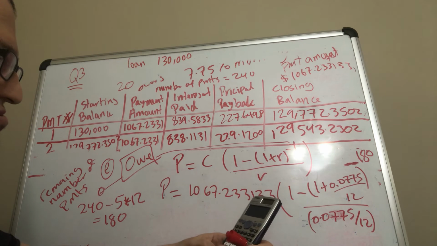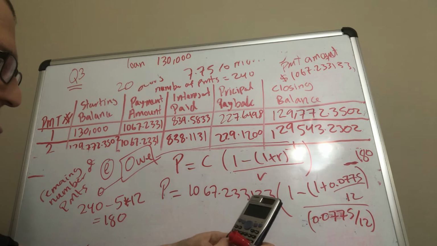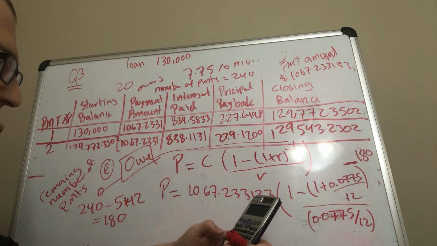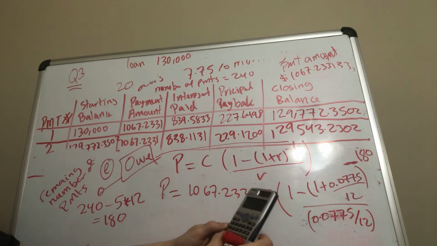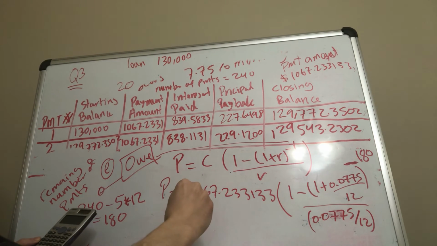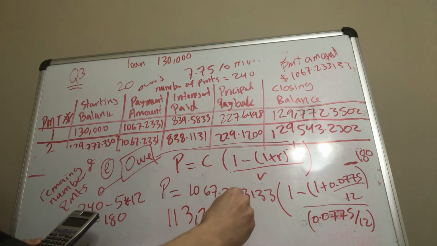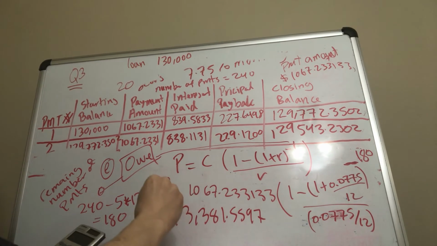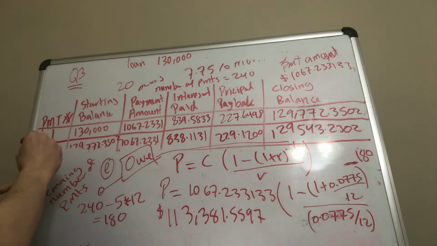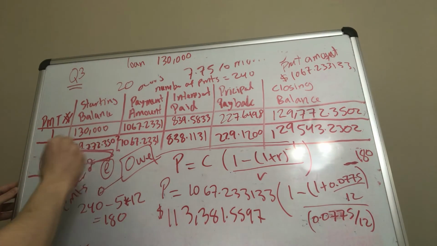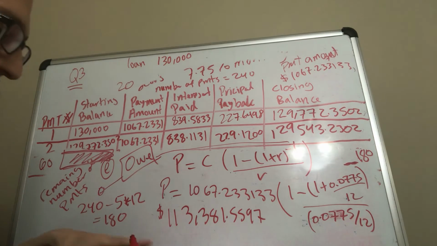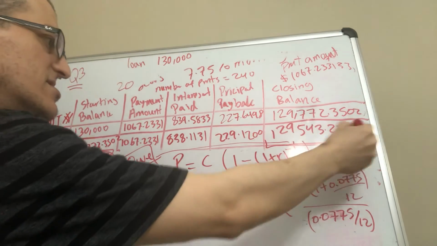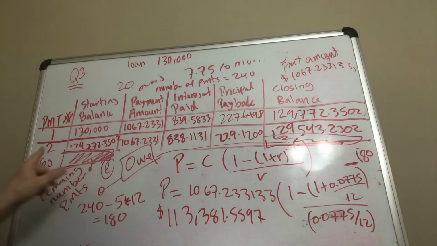1 minus 1 plus R to the negative 180 over R. You owe them 113,381,5597. So that would be the starting balance here at payment number 60. Sorry, that would be the closing balance at payment number 60. It would be the opening balance at 61.